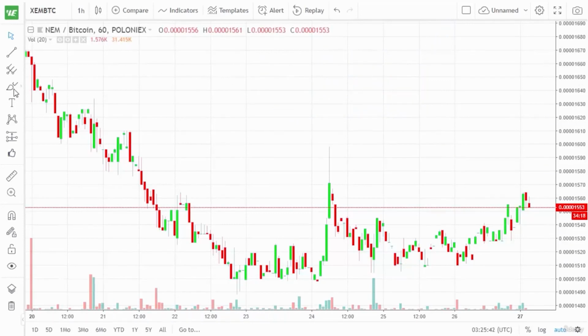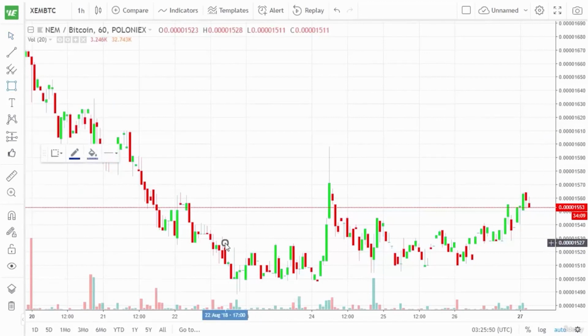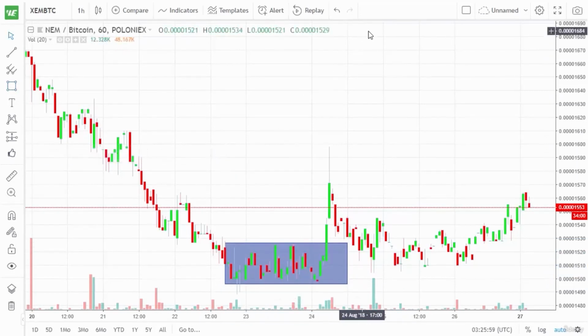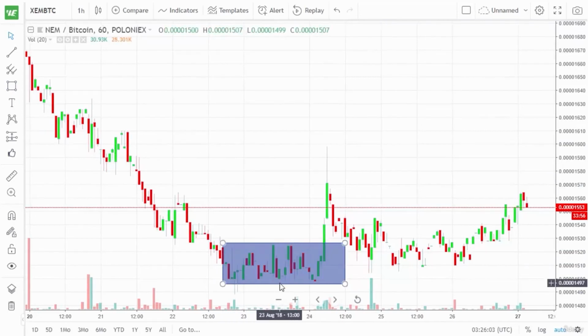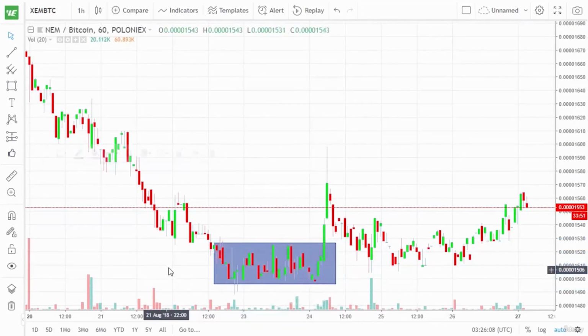So you can mark up a rectangle on TradingView by clicking the brush menu and then rectangle in the submenu, and you just simply drag it like this. Of course, you can change the format and all of that. I'll forgo that right now, but you can see that there is certainly a rectangle here of resistance and support. So what happens? Well, we eventually break out.